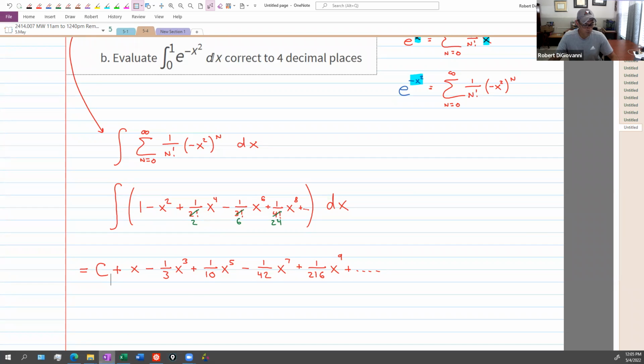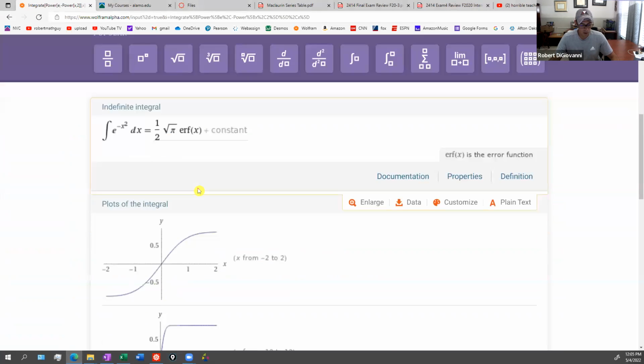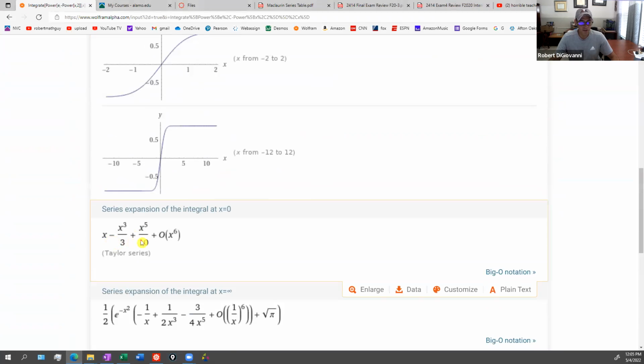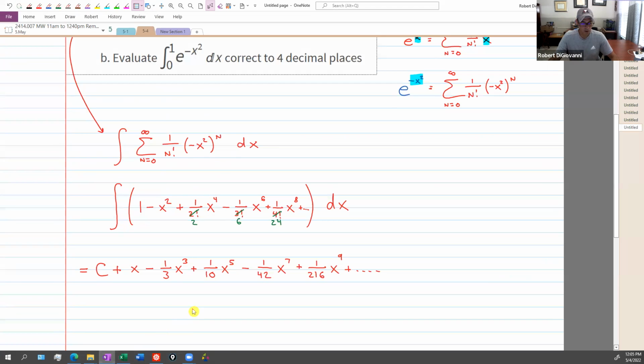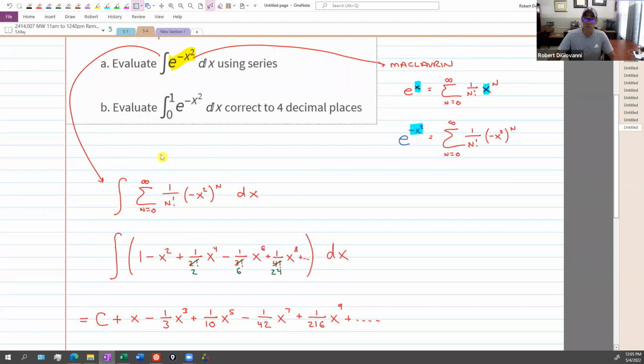If I go back to Wolfram, if I scroll down, it does give me the series version of the antiderivative, which is exactly what we got. x minus x cubed over 3 plus x to the 5th over 10, right? It gave us at least the first 3 terms. So now I can answer part B, because for part B, we have a definite integral. And so I want to know the definite integral here correct to 4 decimal places.